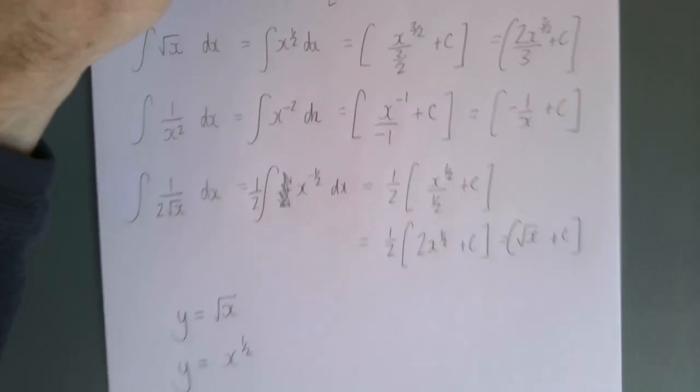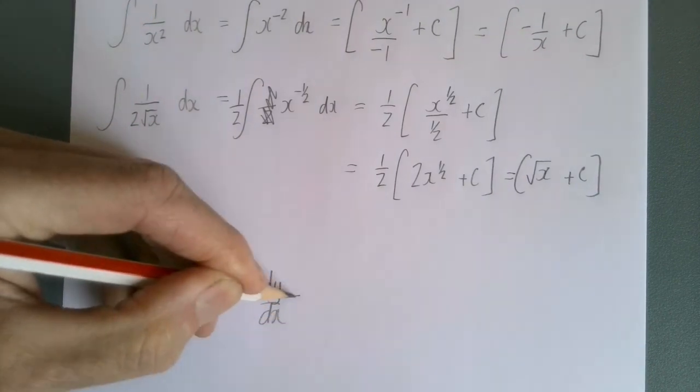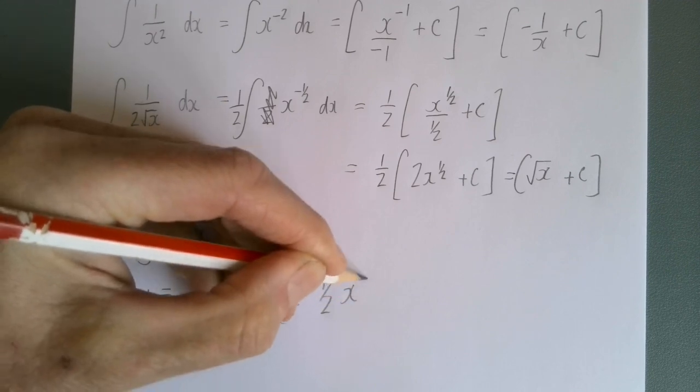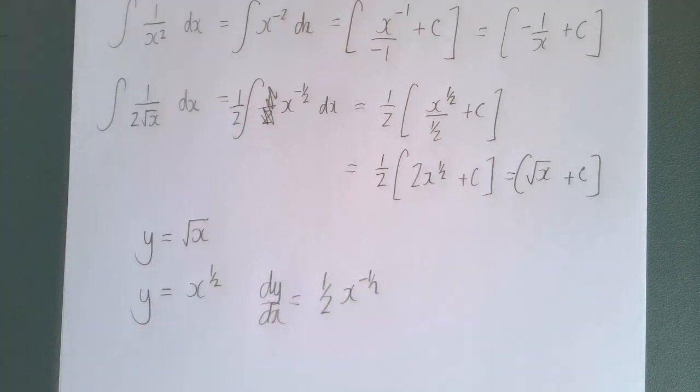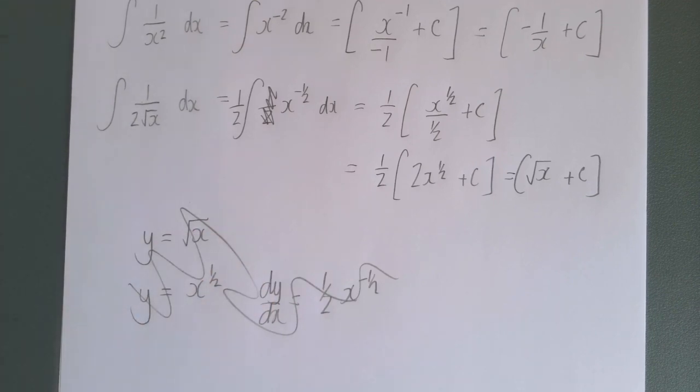Sorry. So dy by dx is a half x to the minus a half. Yeah, okay, that's all good. Okay, so we're warmed up. Where do we go now?